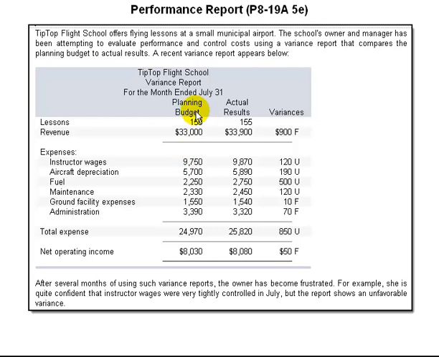So we've got a column for the planning budget, which was based on 150 lessons. Actual results were 155, and we see the actual results, and we compare the variance. After several months of using such variance reports, the owner has become frustrated. For example, she is quite confident that instructor wages were very tightly controlled in July, but the report shows an unfavorable variance.